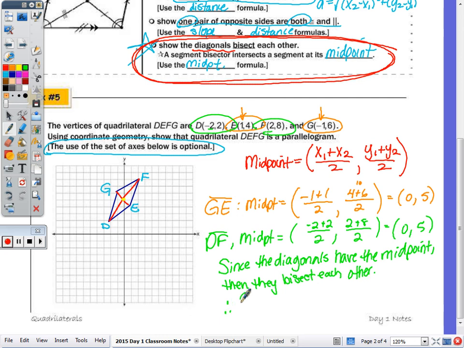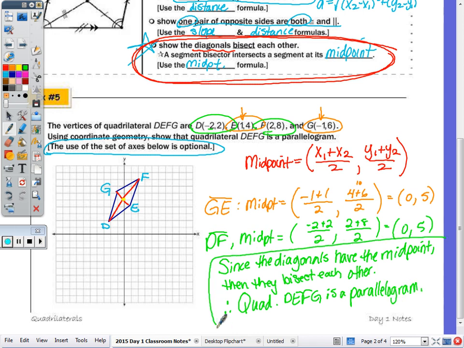Therefore, quadrilateral DEFG is a parallelogram. We can abbreviate in our notes, in our classwork, and our homework. Remember, we just can't abbreviate on an assessment.